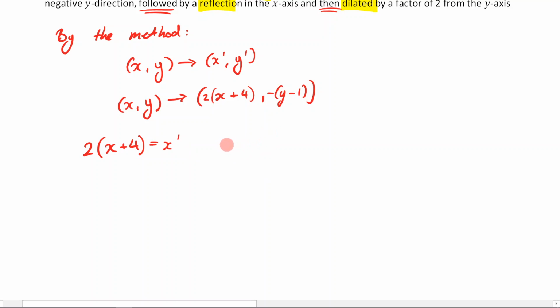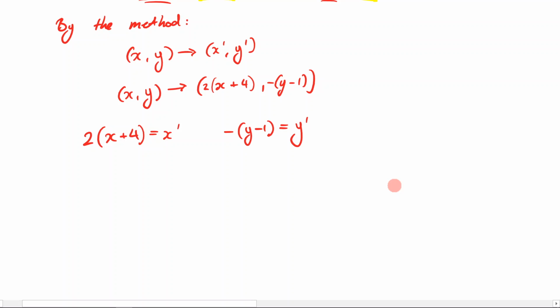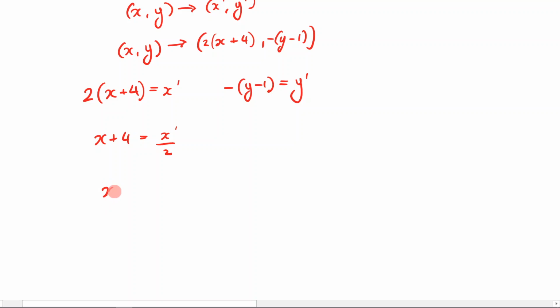And then brackets negative y minus 1 equals y dash, like that. Having now done that, the next thing I'm going to do is solve for x. So that means I'm going to end up with x plus 4 is equal to x dash over 2, and then x is equal to x dash over 2 minus 4. So too over here, I'm going to end up with negative y dash. And then finally, y is equal to negative y dash plus 1.